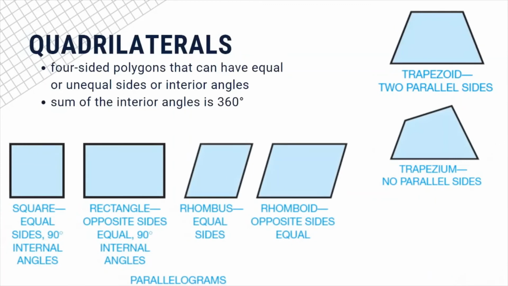So quadrilaterals. Quadrilaterals are four-sided polygons that can have equal or unequal sides or interior angles. The sum of the interior angles is always 360 degrees. So first, of course, kaya atong square or equal ang atong sides ani. Equal ang atong sides sa ka square and nasa 90 degree ang iyang mga internal angle.